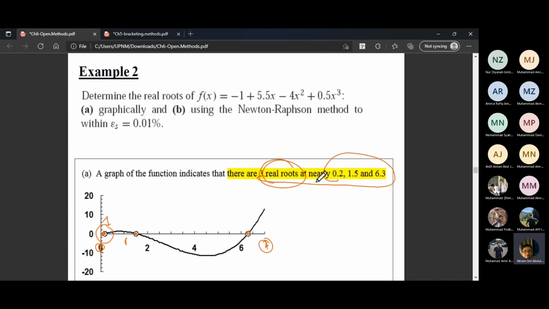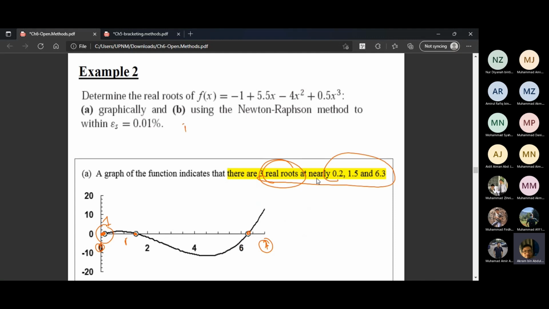Okay, let's look at another example. Let's say we have a polynomial equation. So let's say our fx equal to -1 plus 5.5x minus 4x squared plus 0.5x cubed. So we determine the real roots, A graphically, and B by using the Newton Raphson method to a pre-specified error, which is equal to 0.01%.